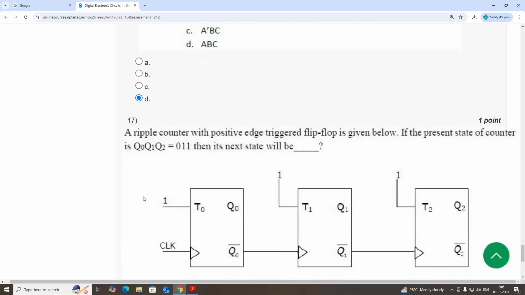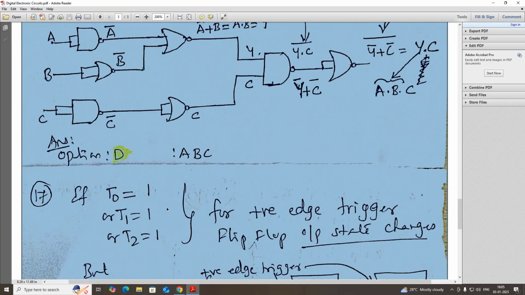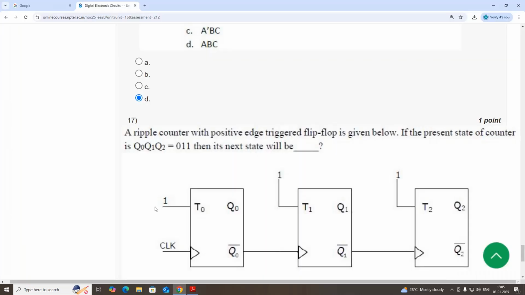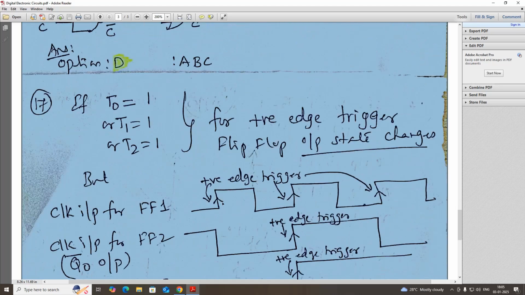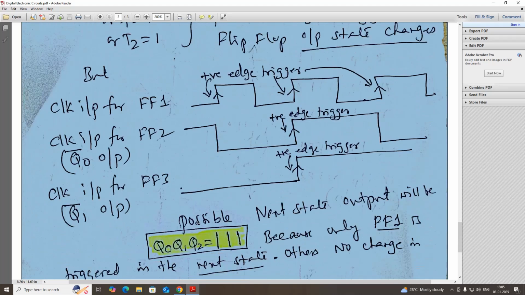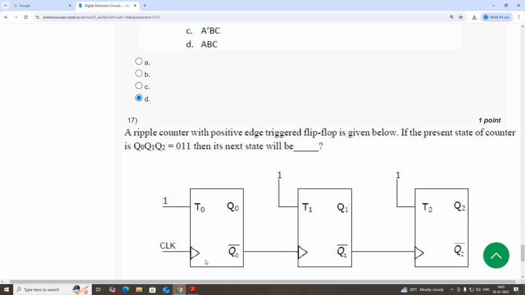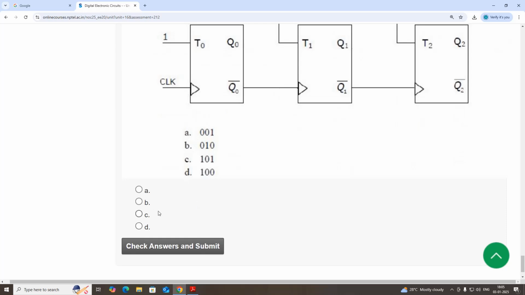Last question, ripple counter. We'll see the solution for this one. If all are 1, T0 equal to 1, T1 equal to 1, T2 equal to 1. When a positive trigger is given, the flip-flop will change its state. You can go through this one. According to me, Q0, Q1, Q2, the next state, is 111. That choice is not given here, therefore I am not giving any option here.